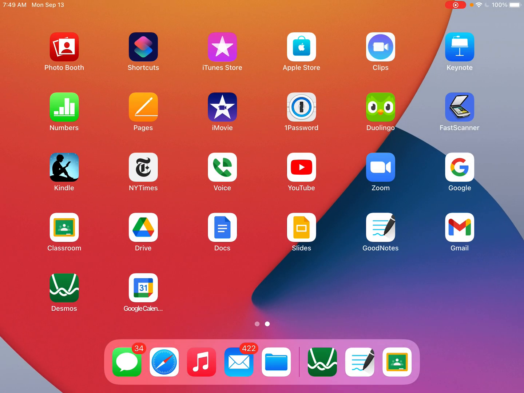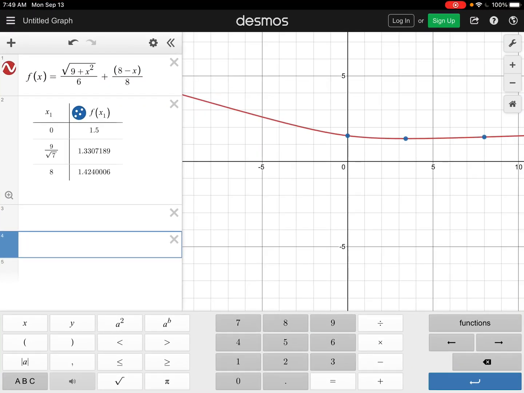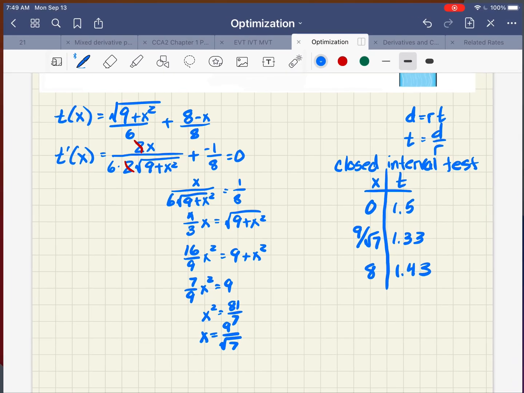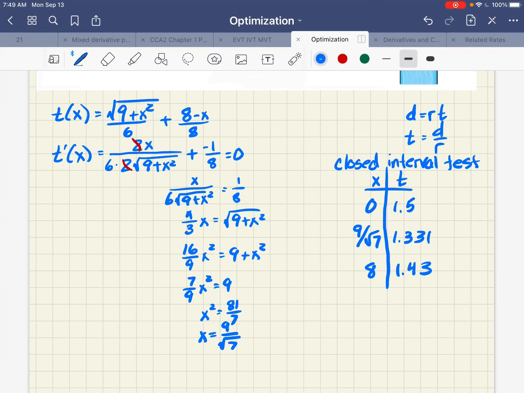Oh, and I just remembered we should do 3. So 1.331 and 424. Okay. So in AP style, you want to give answers to 3 decimal places.